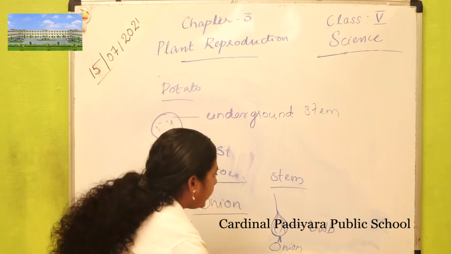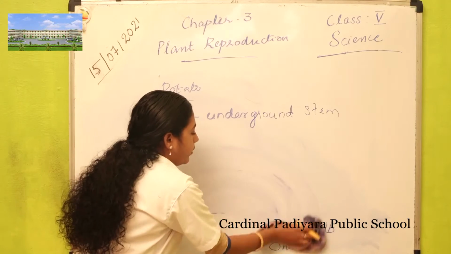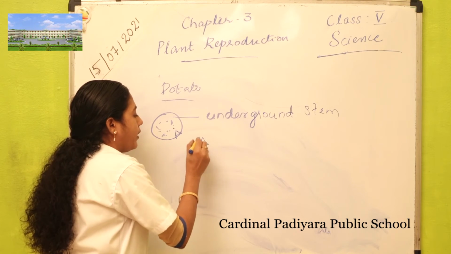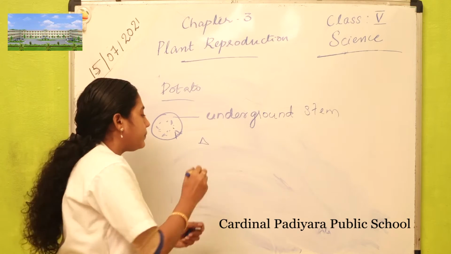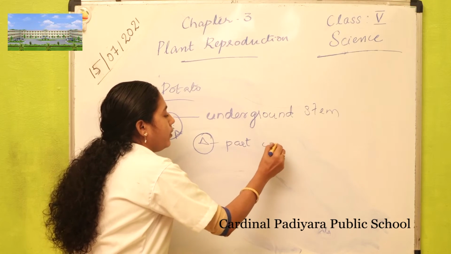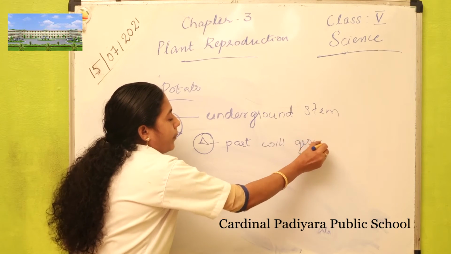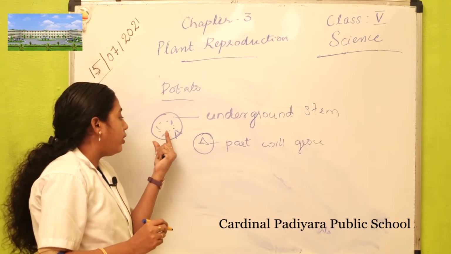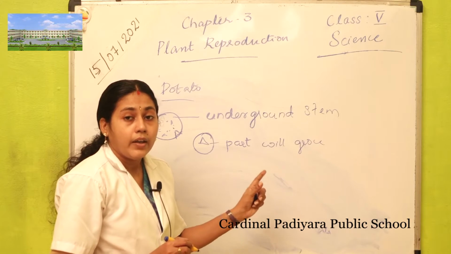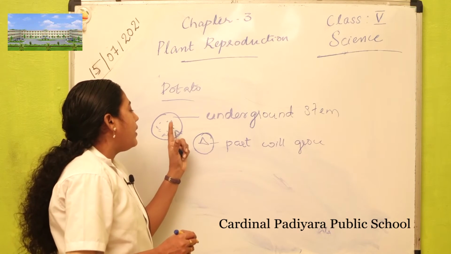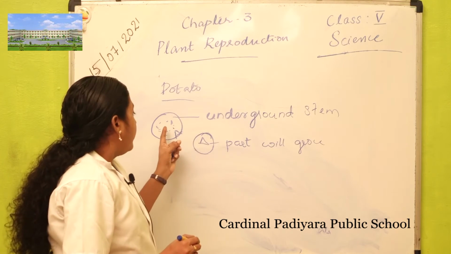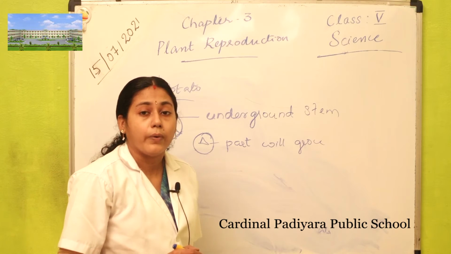If we cut this potato into small pieces, or cut a part of this potato and plant it somewhere else, this bit will grow into a new potato plant. When we cut a piece of potato and grow it somewhere else, this part will grow into a new potato plant, and this is not a root or leaf or fruit. This part is the underground stem.